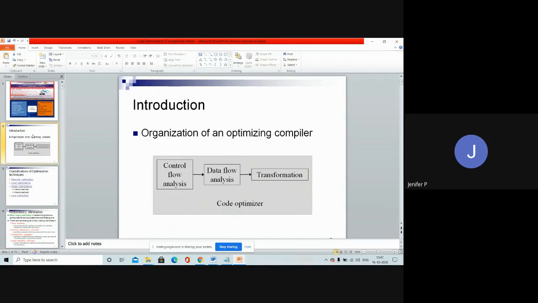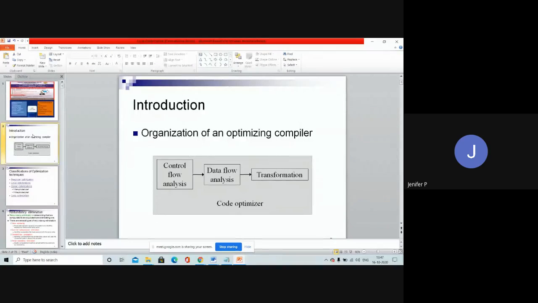Code optimization is a phase that comes after the intermediate code generation and before the target code generation. You already know about all the phases, right? So shall we move on directly to code optimization, or shall we have a recap of all the phases, that is, what is the output of each phase, what is the input of each phase, and what are the various representations of the output from each phase? Then we move on to code optimization.